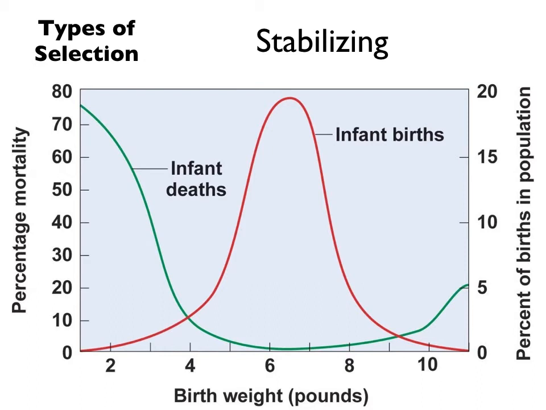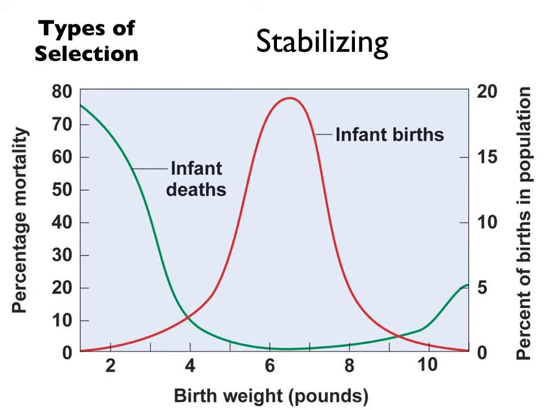In this example, we're looking at human birth weight. And so we see the frequency of birth weights in humans. So the red line corresponds with the right side y-axis. So the percent of births in the population that are 7 pounds or 6.5 pounds is right about 20%. That's that peak, okay? A very small percent of the births in the population are 10 pounds. A very small percent are 2 pounds, okay?